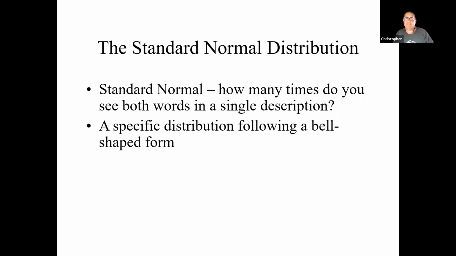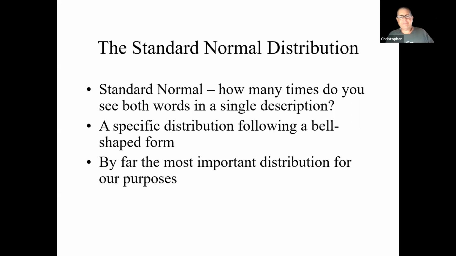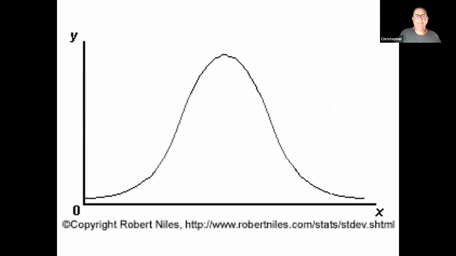You may have heard of this before as the bell curve, a specific distribution following a bell-shaped curve. And it's probably by far the most important distribution for statistics. We see that this becomes the basis of a lot of the stuff we do, especially when we get to what's called statistical inference, when we're using inferential statistics rather than just descriptive statistics. This is going to be kind of the heart of a lot of the conclusions we're able to draw.